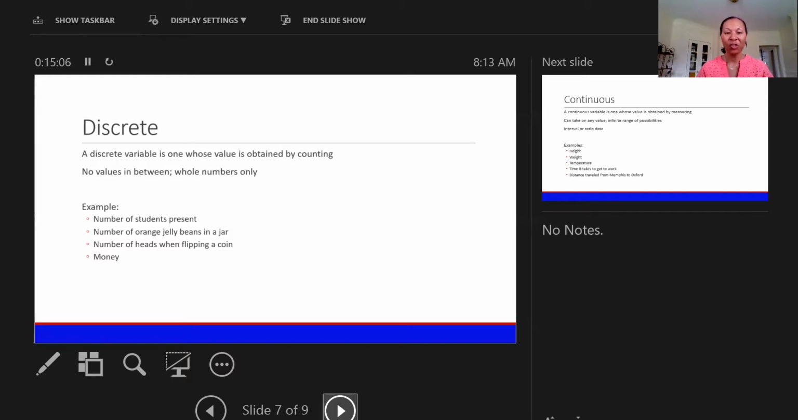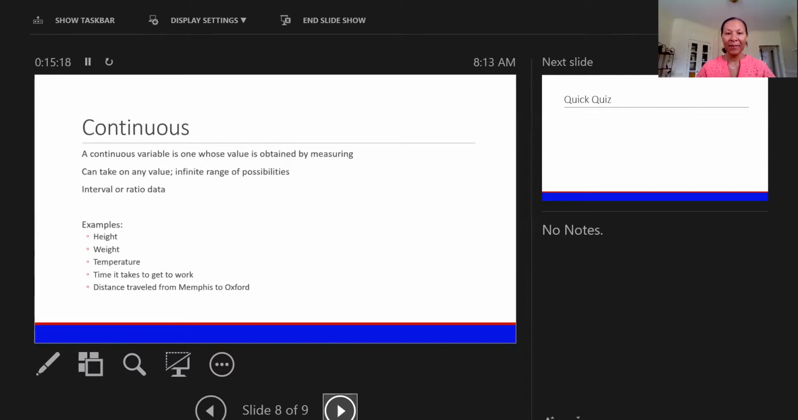So the number of orange jelly beans in a jar, the number of heads that you get when you're flipping a coin. Money is another example of discrete data. The next type of data can be classified as continuous, and this is data whose value can be obtained by measuring. So with discrete, we count. With continuous, we're having to do some type of measurement in some way.